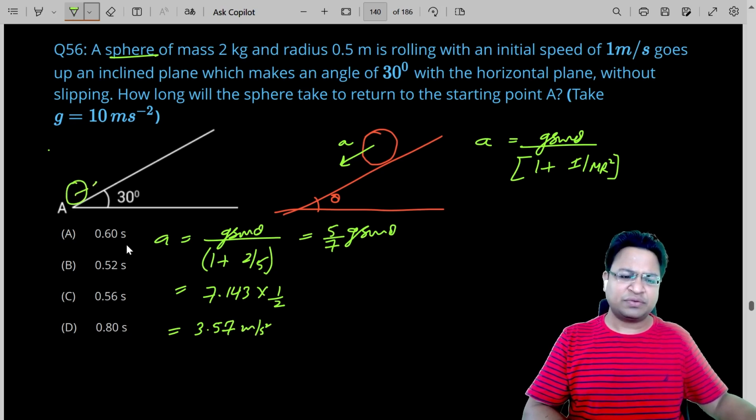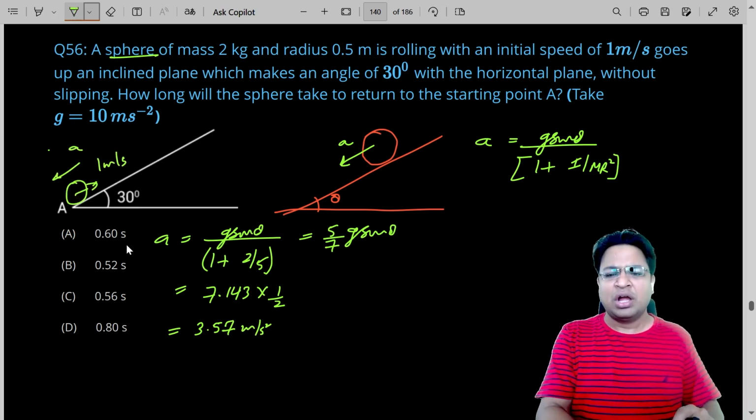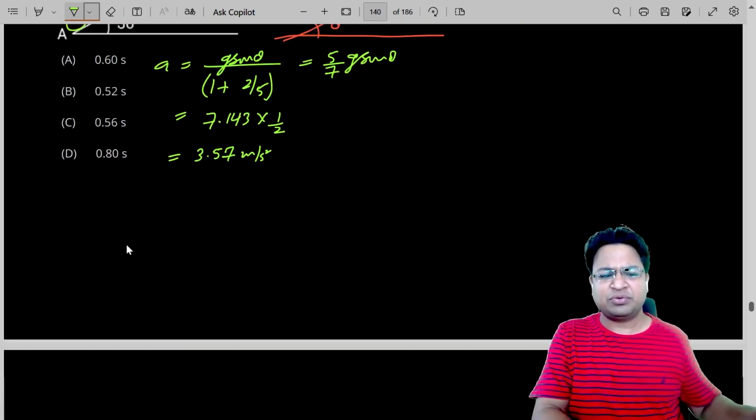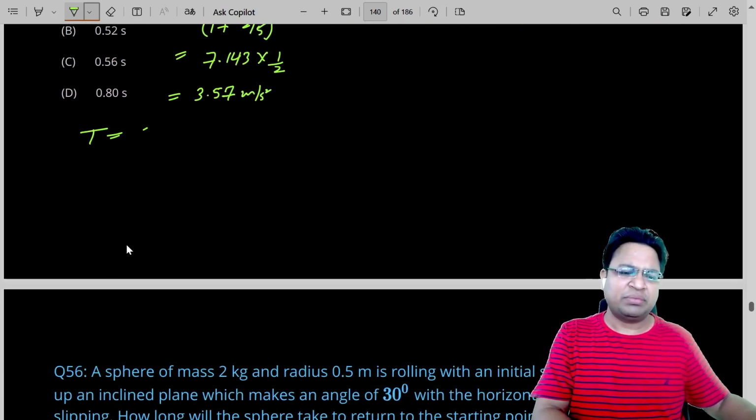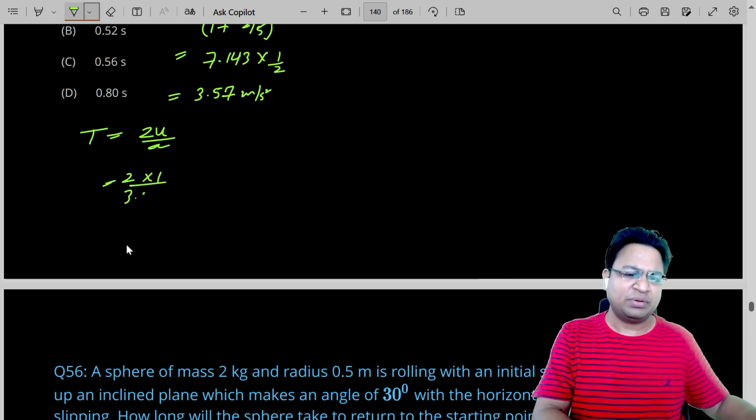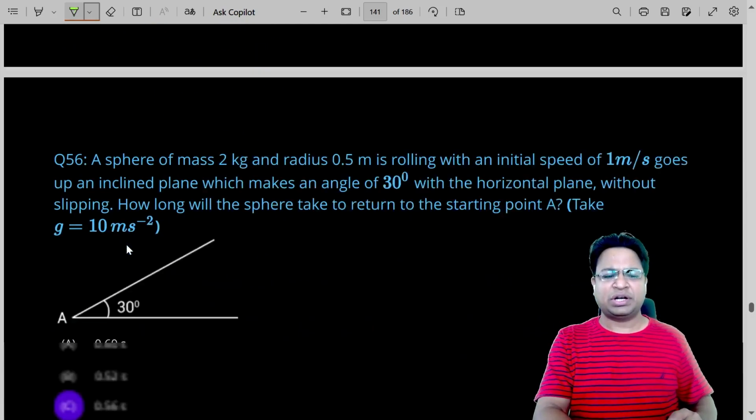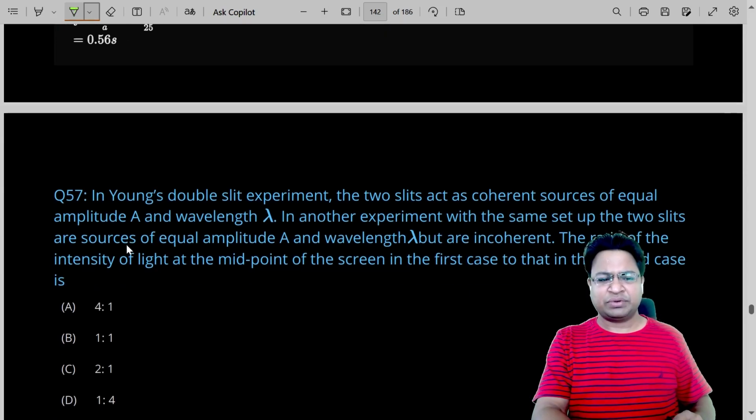So there was an object which was going up with a speed of 1 meter per second, and then it has an acceleration in the downward direction. So how much time will it take to return back to its starting position? So that time is given by 2u by a. All right. So it will become 2 into 1 divided by 3.57. And on doing the calculation, this turns out to be 0.56 seconds. So option C would be the right answer. Okay, so that would be the right answer to this question.